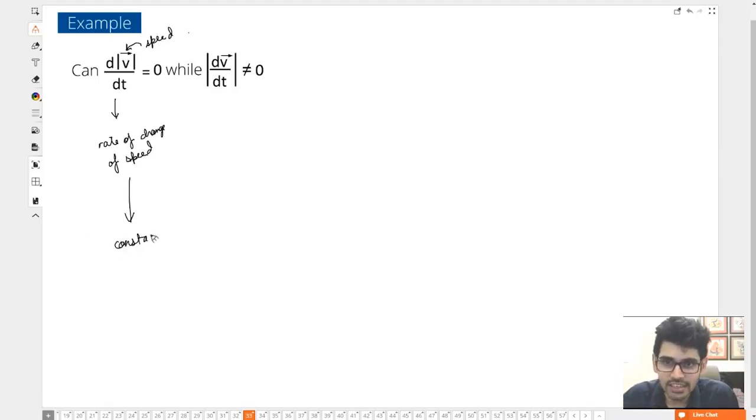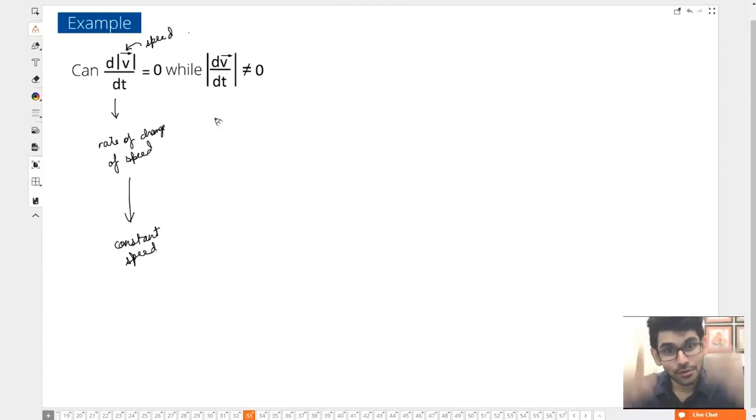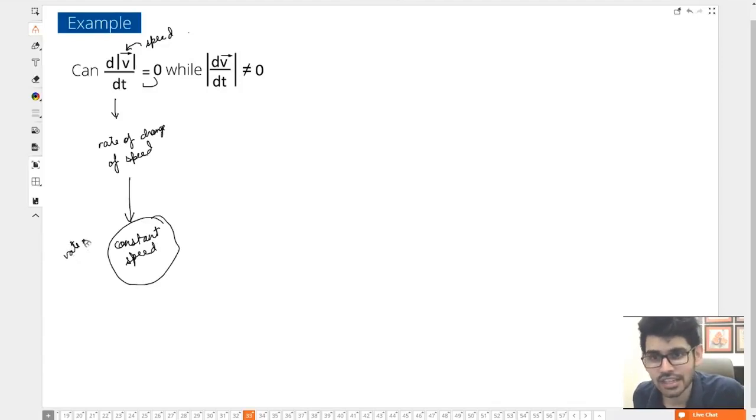This means constant speed. So again, remember, understand, did you decode this, students? It's not hard. Velocity vector's magnitude means speed. Now I'm talking about the rate of change of speed. d by dt is the rate of change of speed. When the rate of change of speed is equal to 0, that means it is constant speed. When rate of change is 0, this means constant speed.